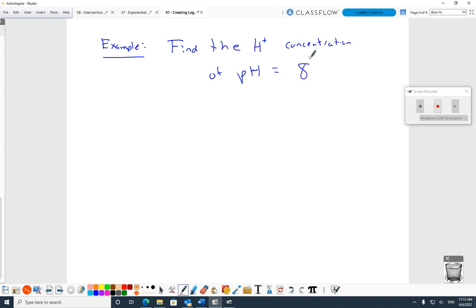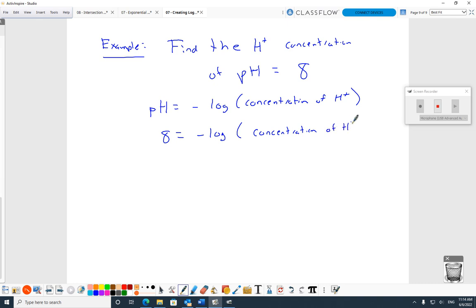So here we get pH equals negative log concentration of H plus. And again, if you're in chemistry class, you probably just put that in the square brackets. This time they gave me the pH. And you can see why. Look how not fun it is to write concentration of H plus every time. How am I going to get that concentration? I'm going to write it like a chemist here. 8 equals negative log H plus.